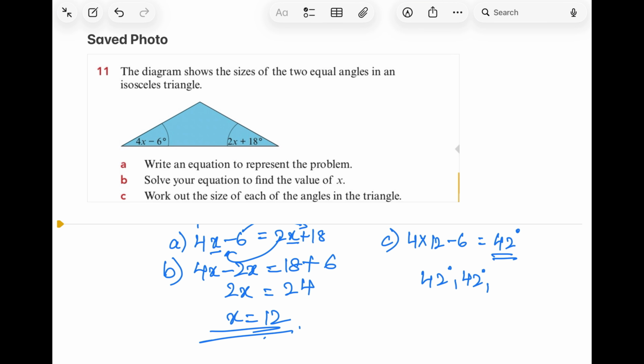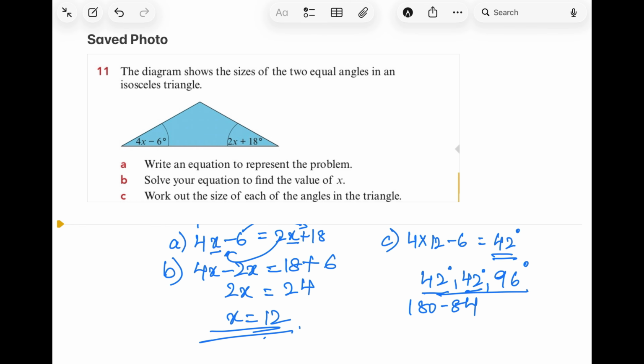How do we find the third angle? Very easy. Sum of angles of a triangle is 180, right? So 42 plus 42, that's 84. So we will subtract 180 minus 84. The answer is 96. So 96 degrees.